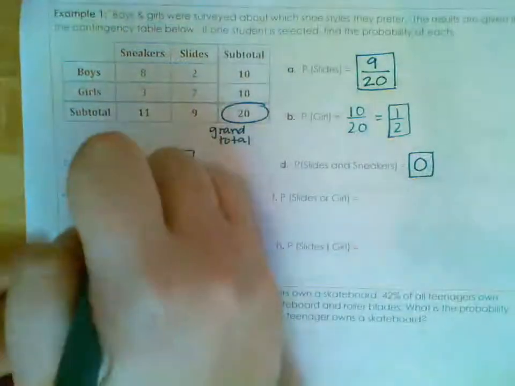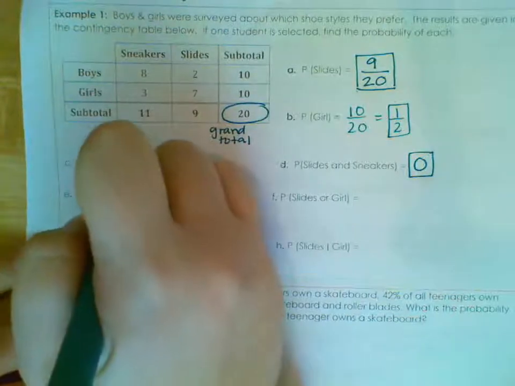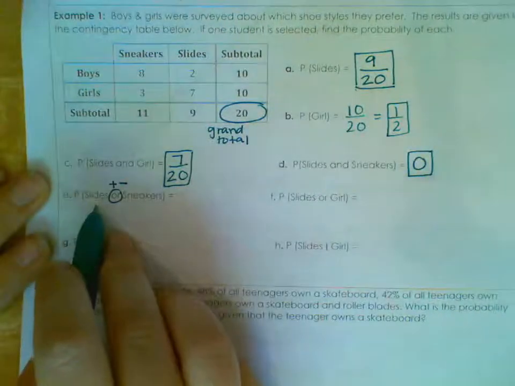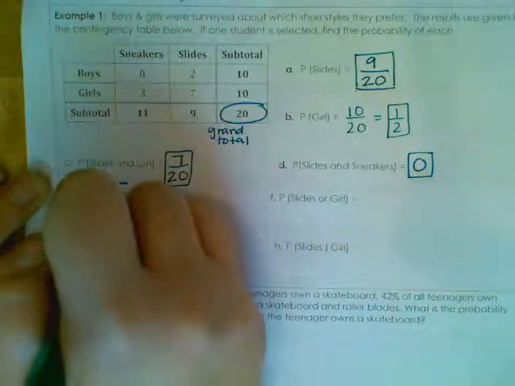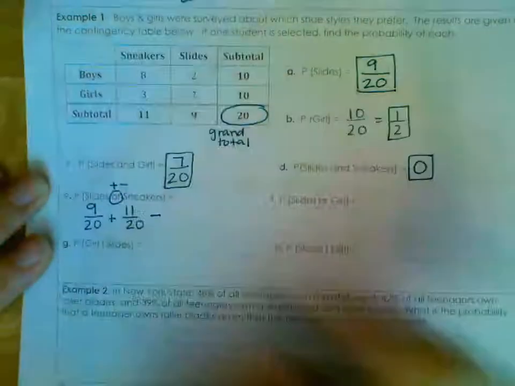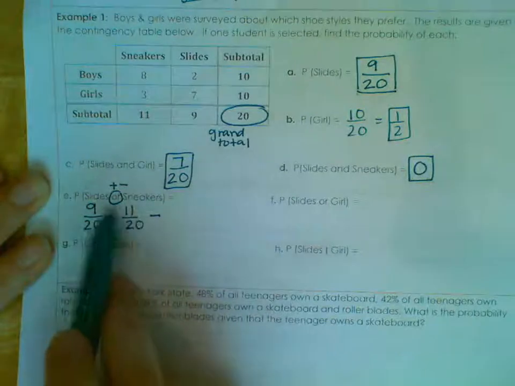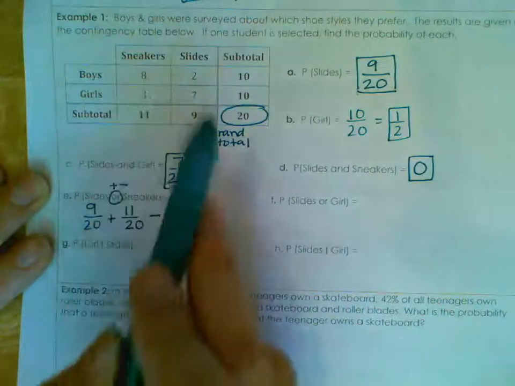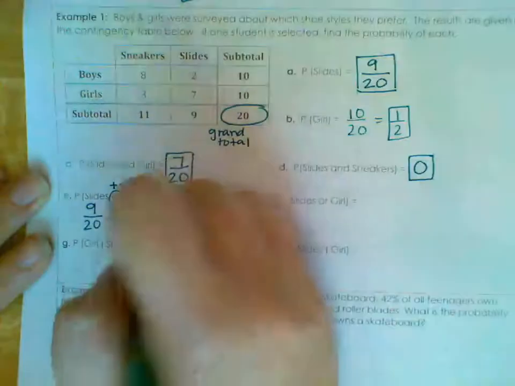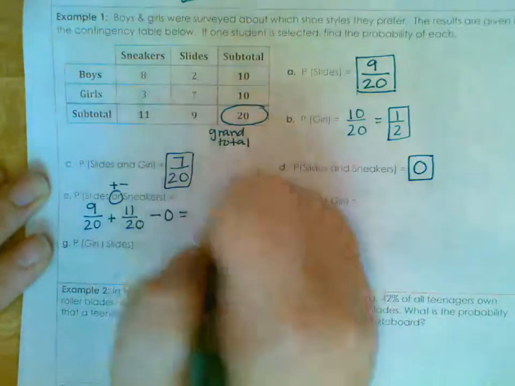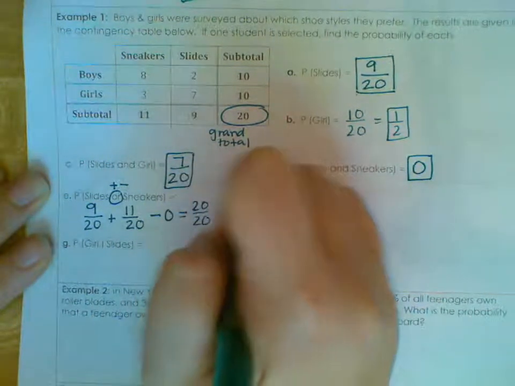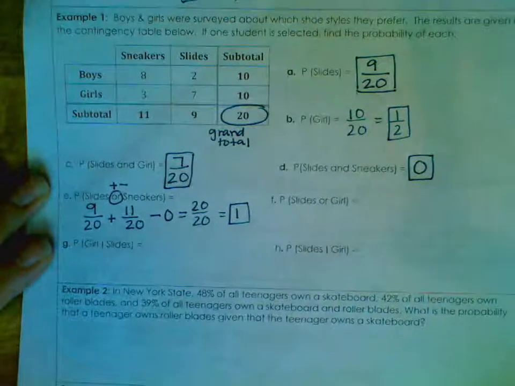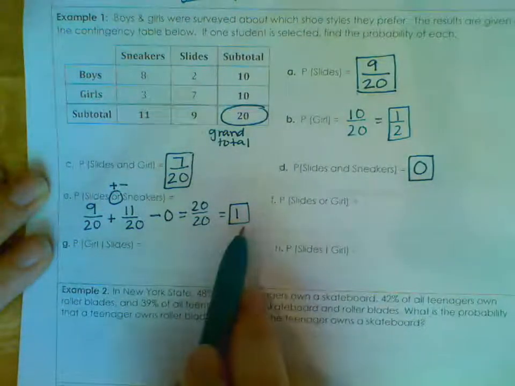Okay, or, remember, or we add and then subtract. So first we want to find the probability of slides, that's 9 out of 20, plus the probability of sneakers, that's 11 out of 20, minus, don't forget that minus, the probability of slides and sneakers. Can slides and sneakers happen at the same time? We just talked about how they can't, so we are subtracting 0. So that gives us 20 out of 20, which reduces to 1. I mean, somebody in this survey had to pick slides or sneakers. It's guaranteed to happen. They have to pick one.